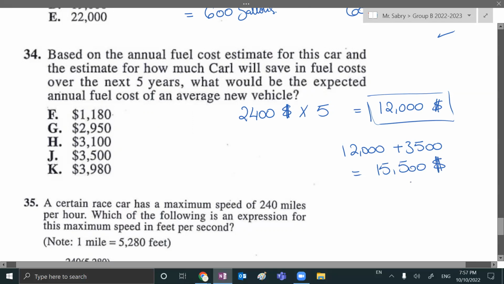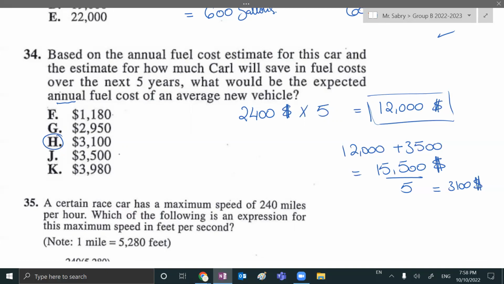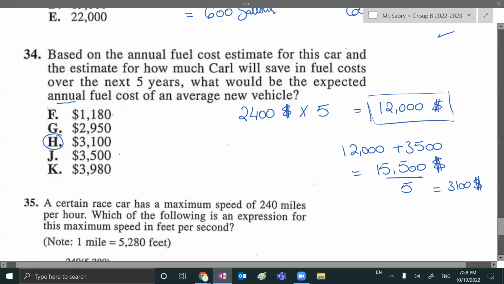So now for just 1 year, in order to get the annual, just per year cost, I'll have to divide this by 5. So the 15,500 must now be divided by 5 to get the cost per 1 year, which is $3,100, which is an H. Again, they told me over the course of 5 years, you'll save 3,500. You'll save 3,500 compared to the other types of vehicles.